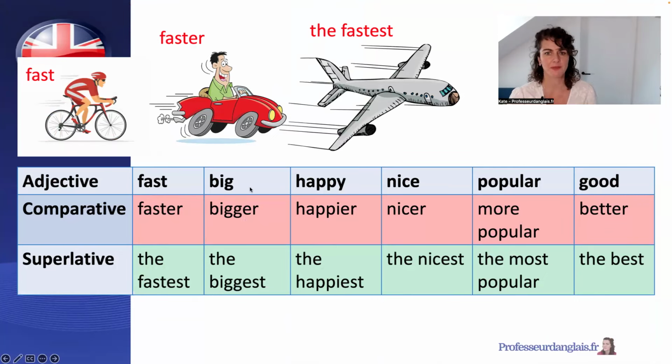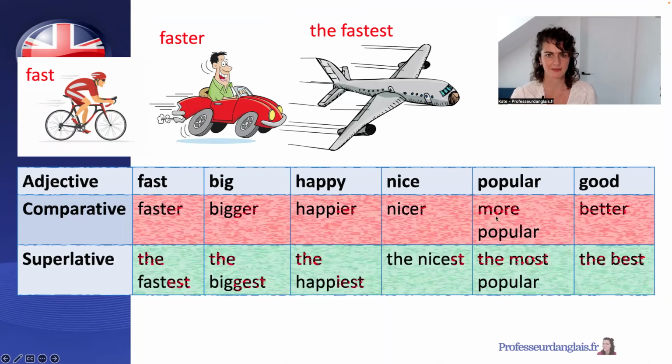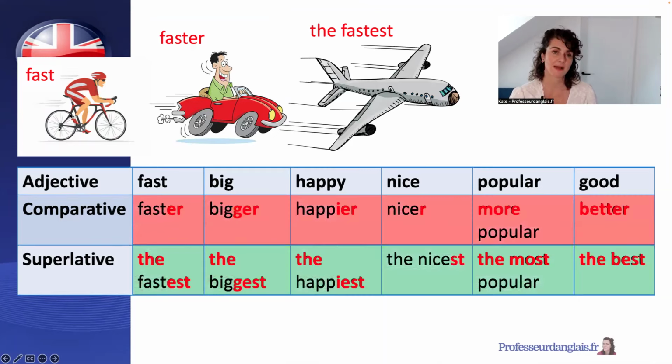But we also have big, bigger, the biggest, happy, happier, the happiest, nice, nicer, the nicest, popular, more popular, the most popular, good, better, the best. So let's unpick that. Okay, so we've already established that in the basic form we add ER and then the EST.